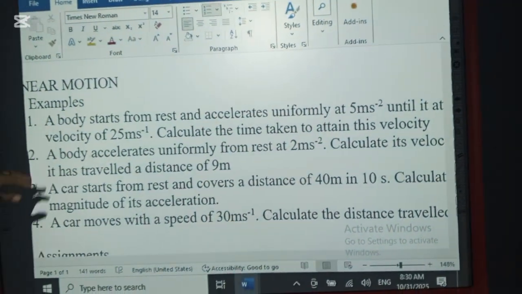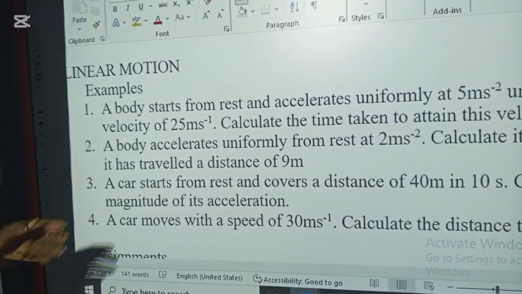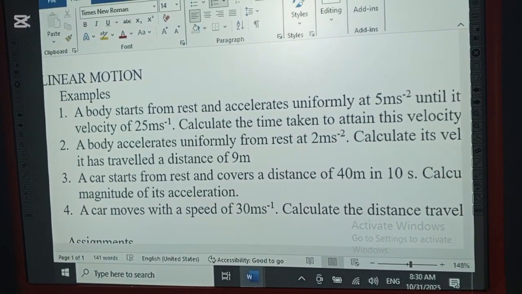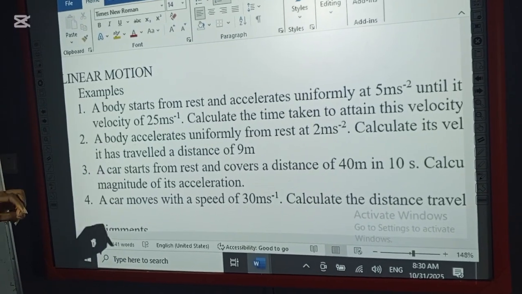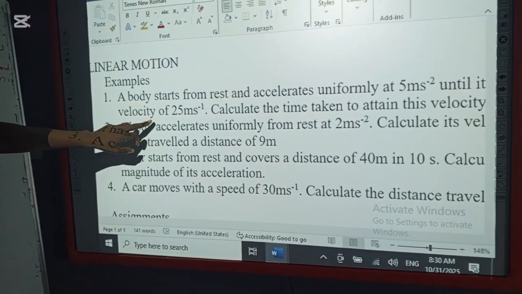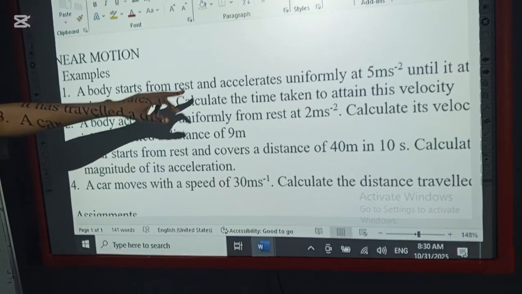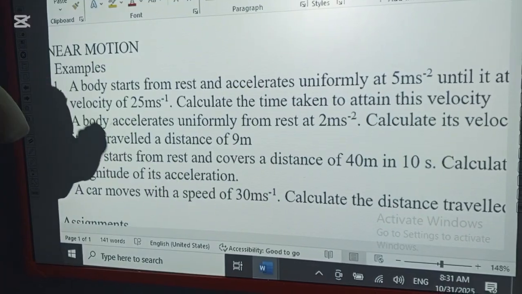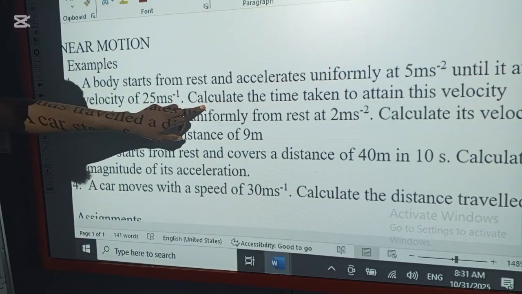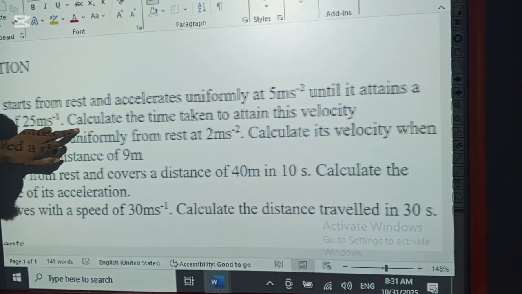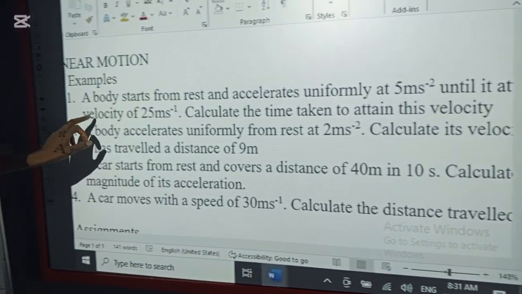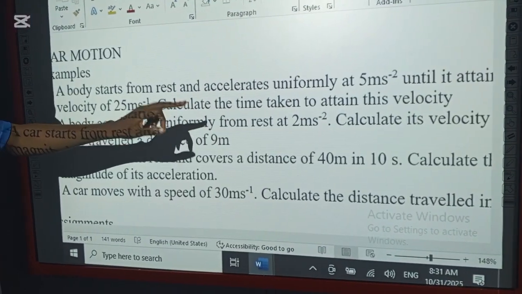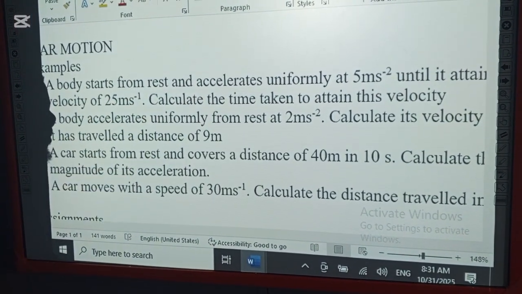Now, when solving questions under linear motion, you will need to read the questions, interpret the questions, and then look for the formula that you need to use in solving the question. Question number one says: a body starts from rest and accelerates uniformly at 5 meters per second square until it attains a velocity of 25 meters per second. Calculate the time taken to attain this velocity.